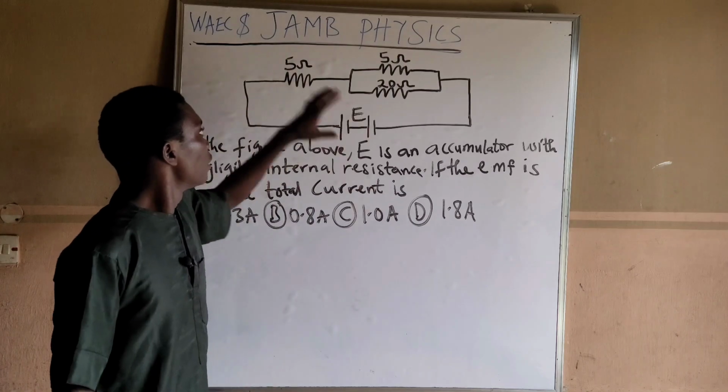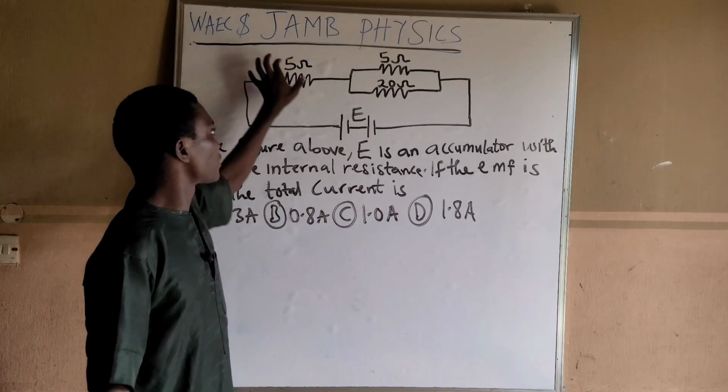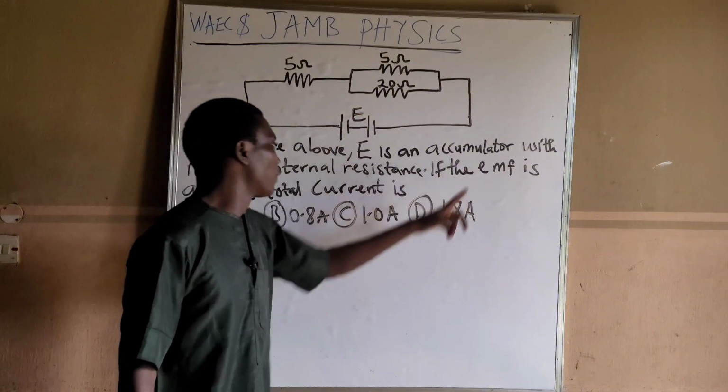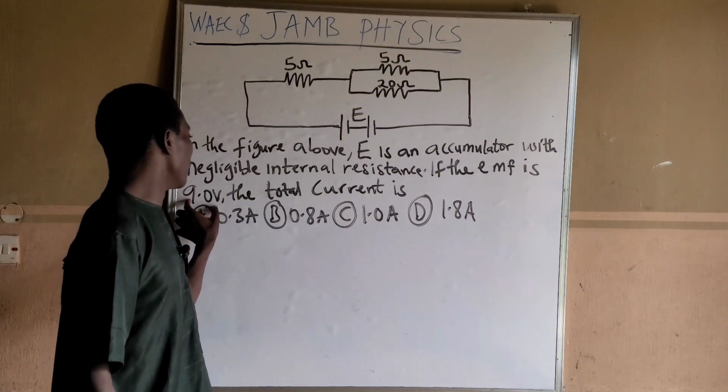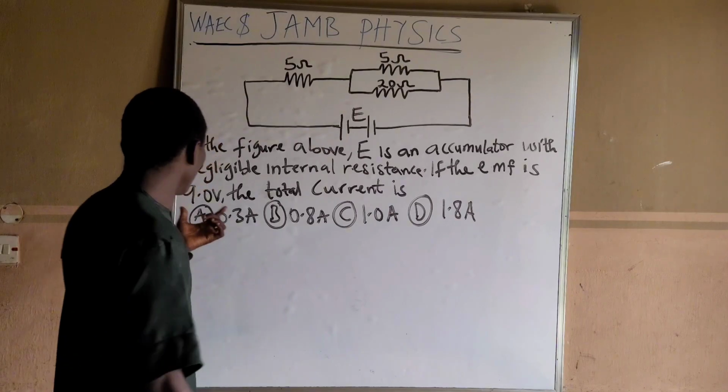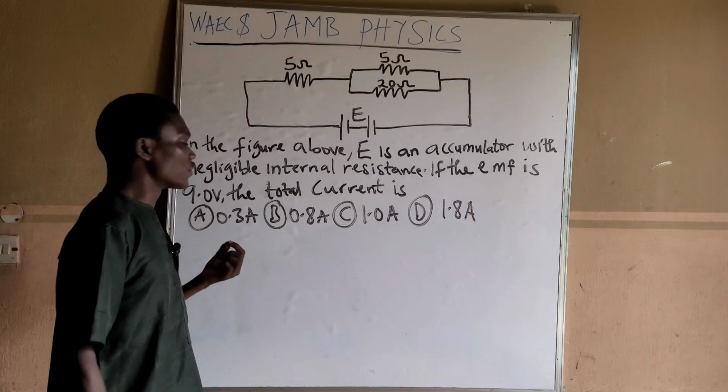Now, if you check this, you can see that we have a resistor here, another one here, and another one here. The EMF is given to be this. The EMF is also the same thing as the voltage. The voltage is given to be 9.0 volts.